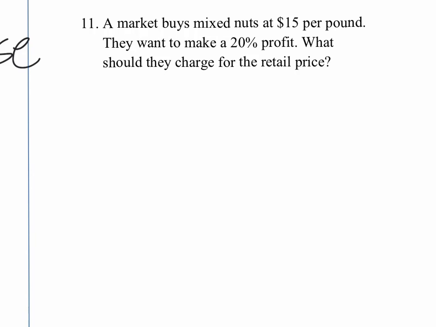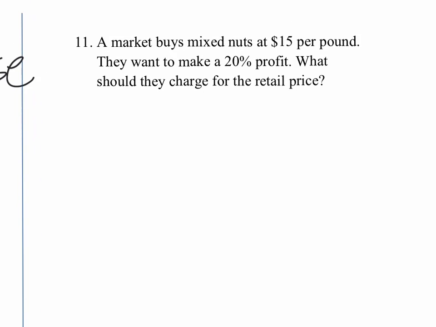Number 11. A market buys mixed nuts at $15 per pound. They want to make a 20% profit. What should they charge for the retail price? This would be a markup, and you would have to figure out what the 20% profit would be from what they paid for the mixed nuts.